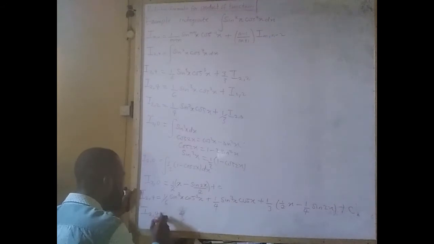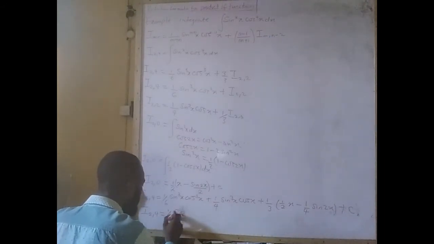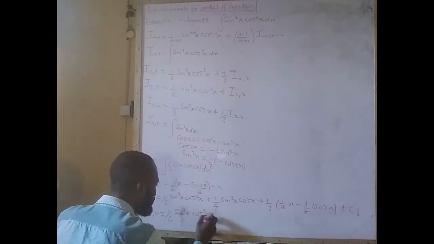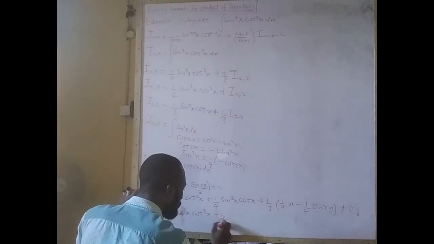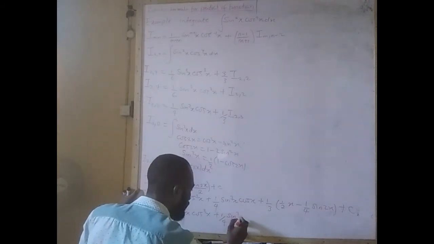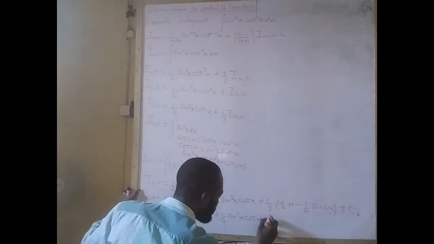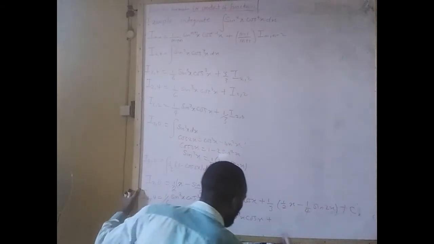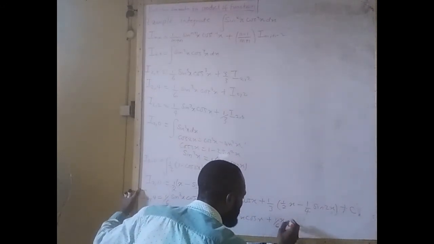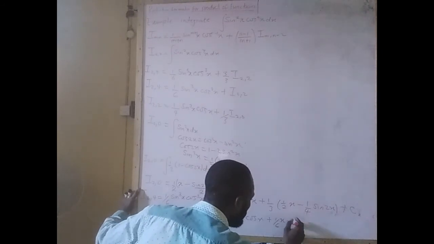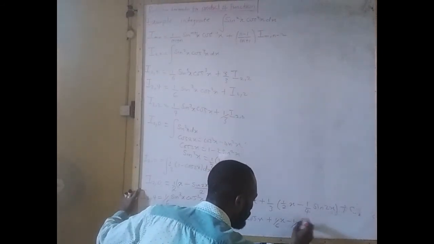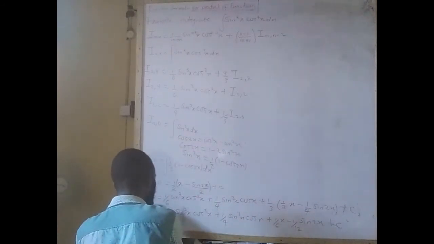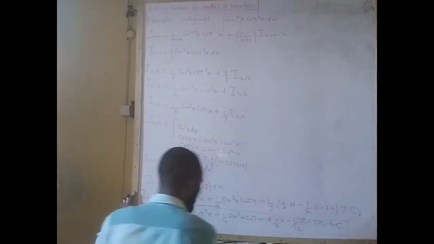2 comma 4 will just be 1 over 6 sine power 3 of x cos power 3 of x plus 1 over 4 sine 3 of x cos x plus, now this one will give me 1 over 6 because 3 times of x, this is 1 over 6 x minus, this is what? 1 over 12 sine what? 2x plus c. This is the solution to the question.